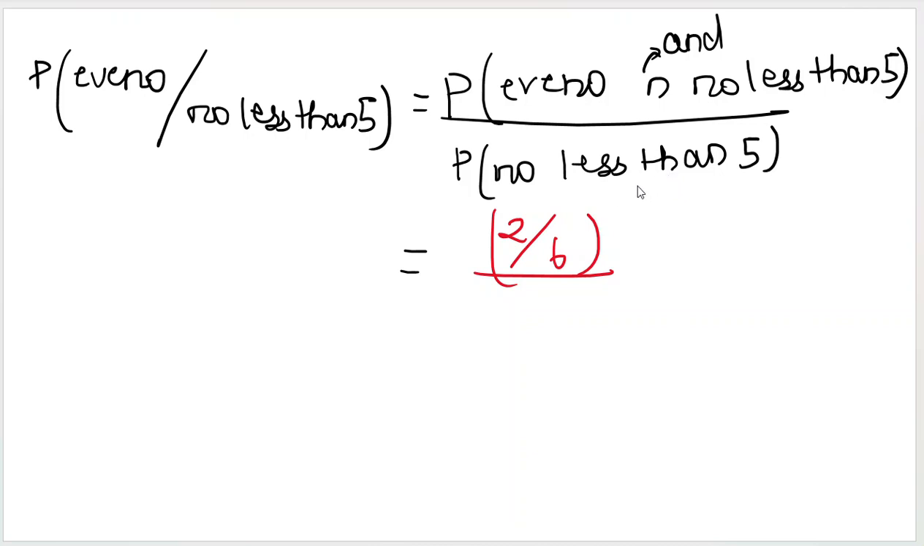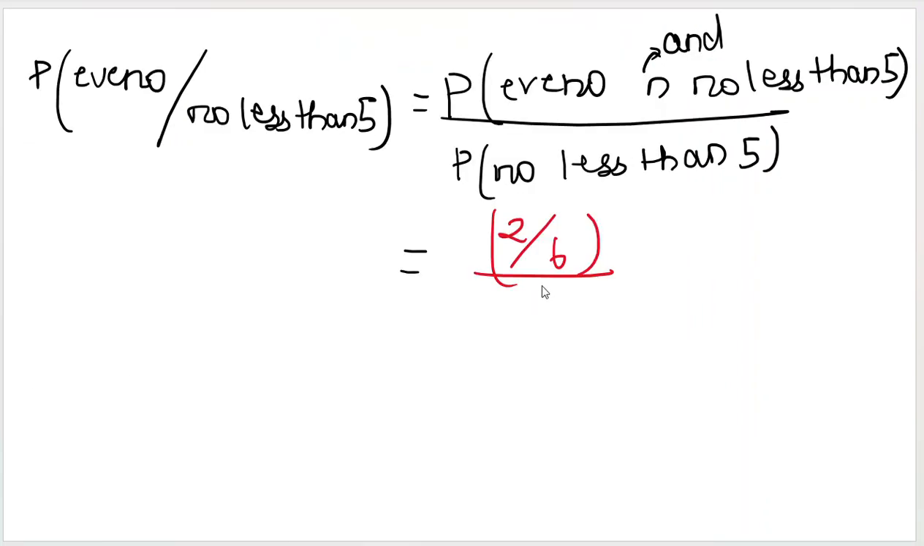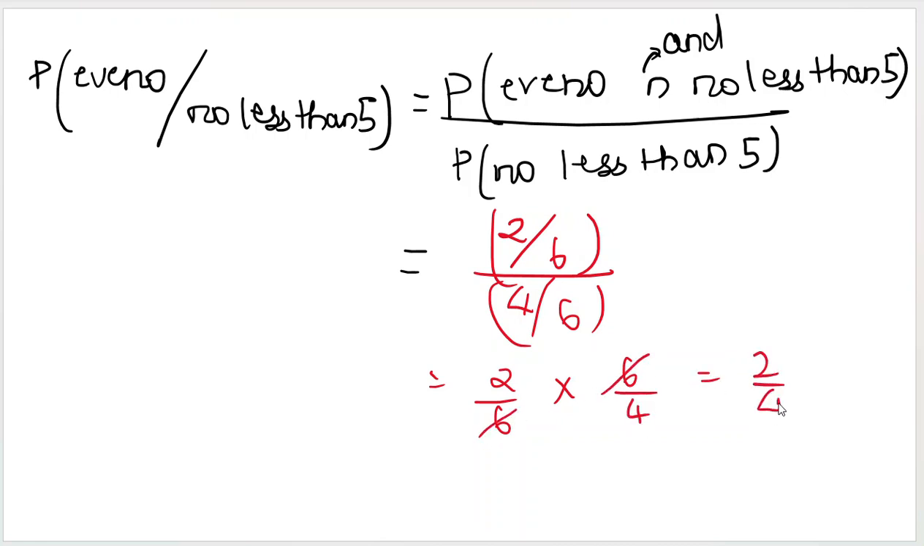And now we are interested in probability of a number less than 5. When we are interested in a number less than 5, we are interested in 1, 2, 3, 4. So these are 4 numbers, and overall there are 6 numbers. Since both these are fractions, the top fraction survives, the bottom fraction becomes reciprocal, and you get 2 upon 4, which is 1 upon 2. This is how we solve a problem.